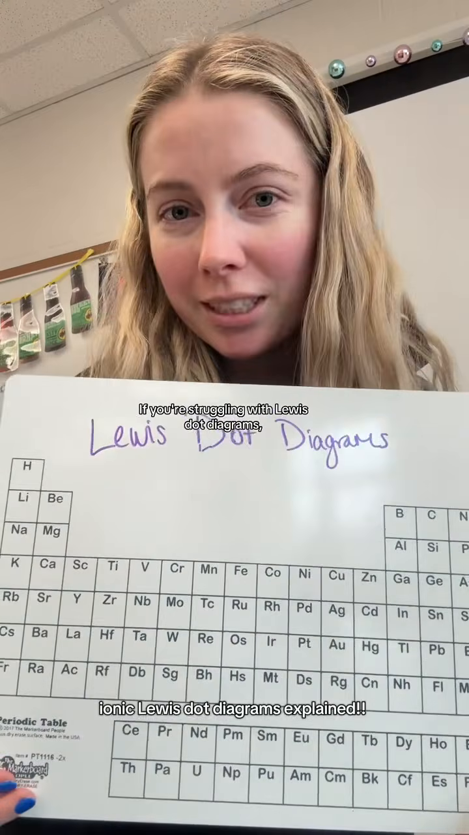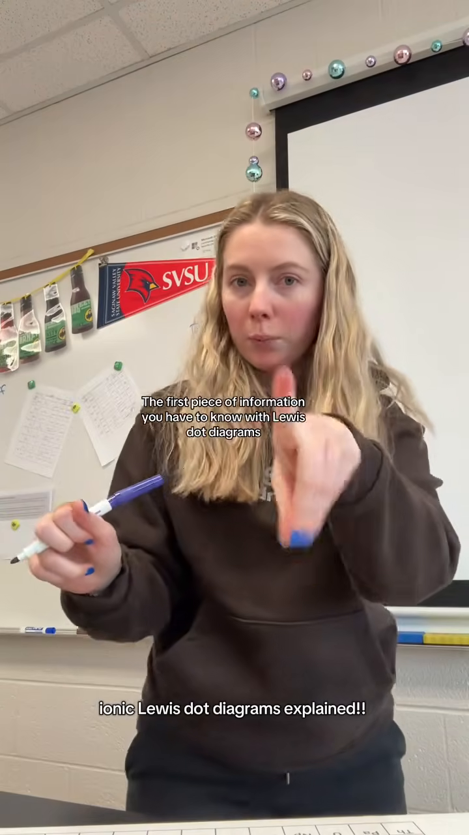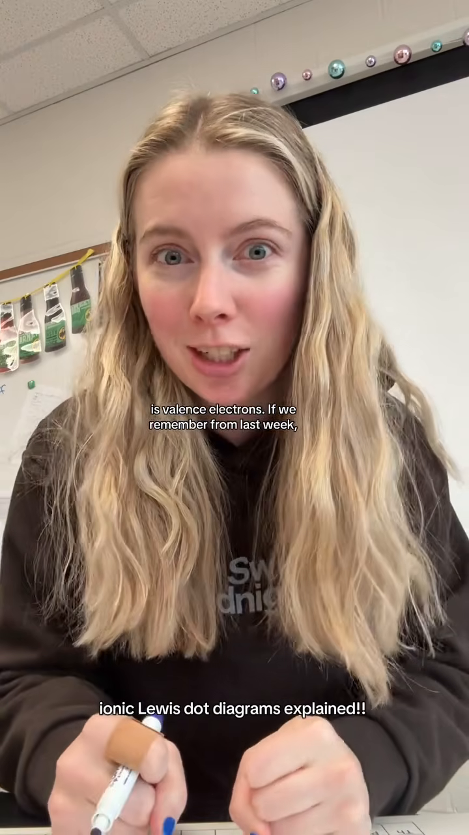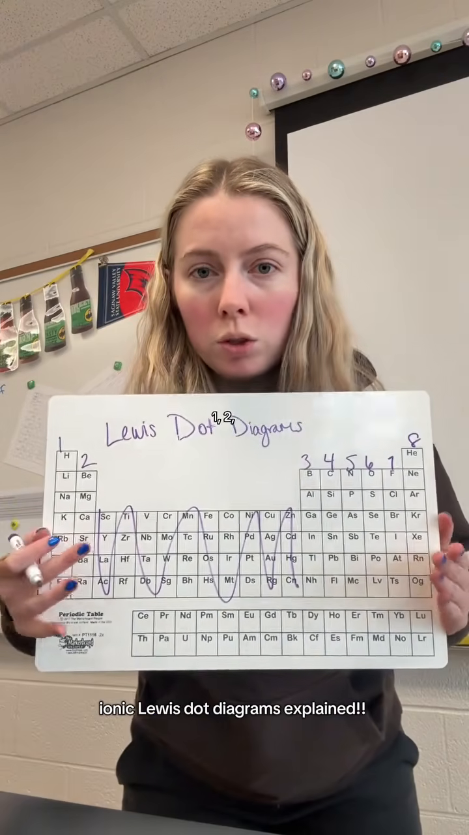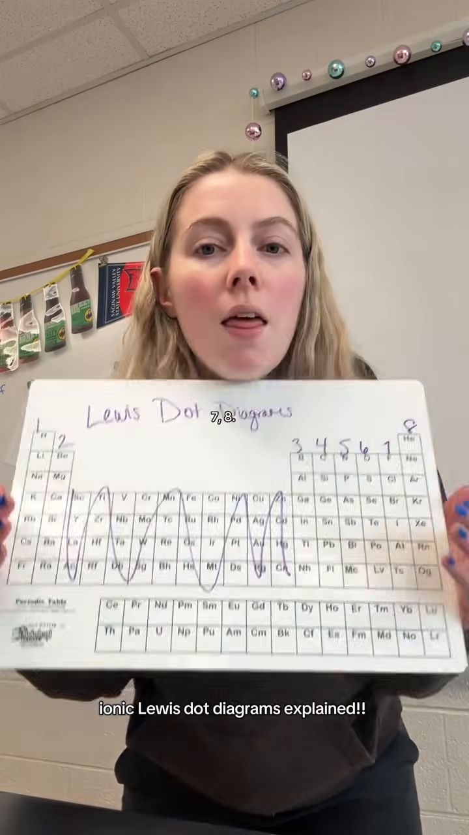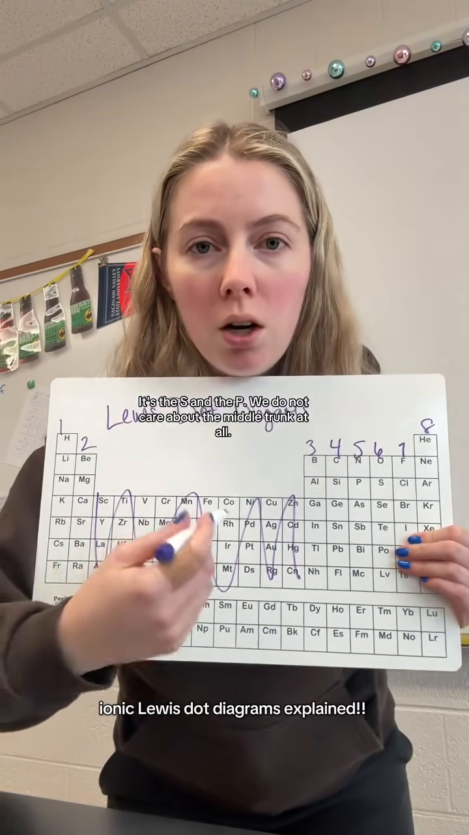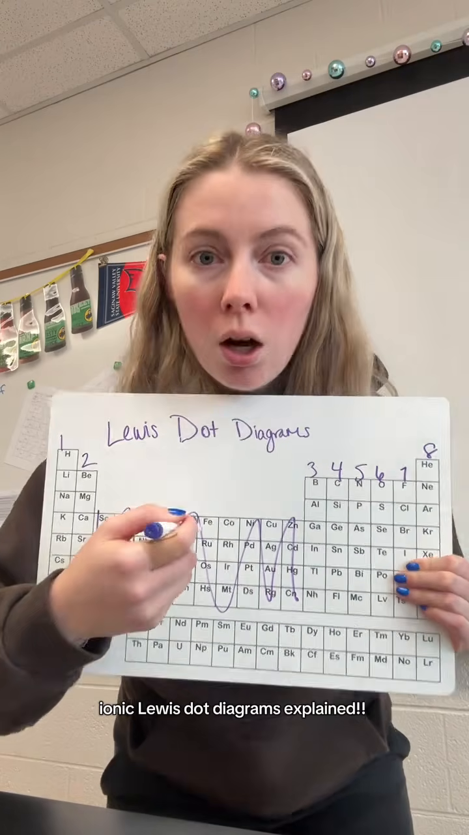If you're struggling with Lewis dot diagrams, listen up. The first piece of information you have to know with Lewis dot diagrams is valence electrons. If we remember from last week, 1, 2, 3, 4, 5, 6, 7, 8. That's how many valence electrons. It's the S and the P. We do not care about the middle chunk at all. That's a lower level. We don't care.